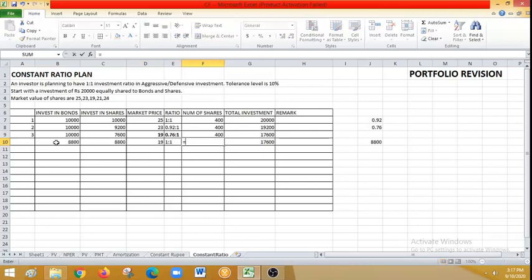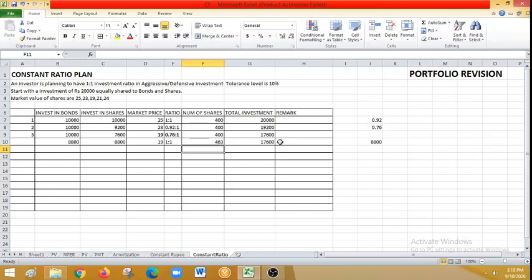Just consider, what should I do? Just divide the investment in shares by the market price. How many shares? 463.157. Shares are not possible in decimals, so I would just approximate to 463. Clear? What I have done, see here, earlier I had 400 shares, now it is 463 shares.